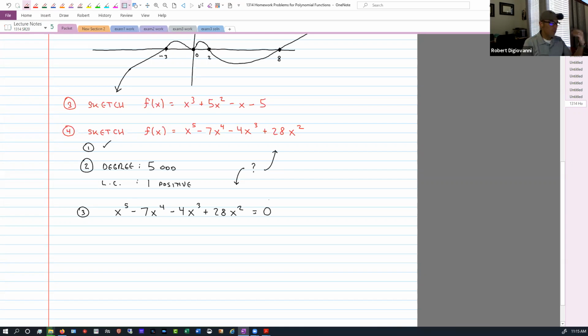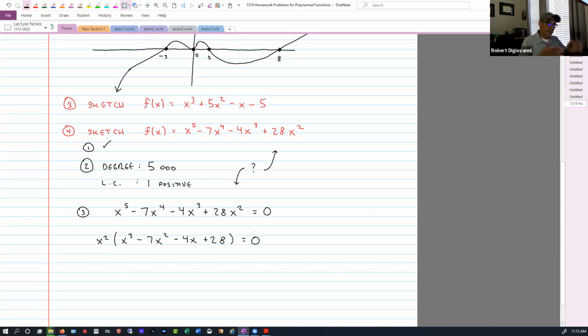Okay, and then we just go through the steps for factoring. So the first step for factoring is GCF, and hopefully you notice that all of these have an x squared in them, right? That's the most number of x's that appear in all of them is x squared. So we can factor an x squared out. We'd be left with x cubed minus 7x squared minus 4x plus 28.